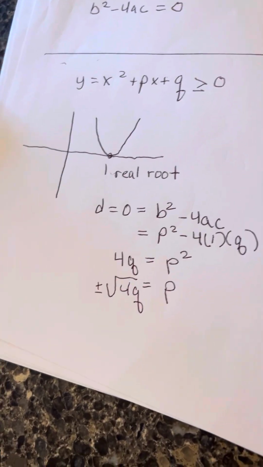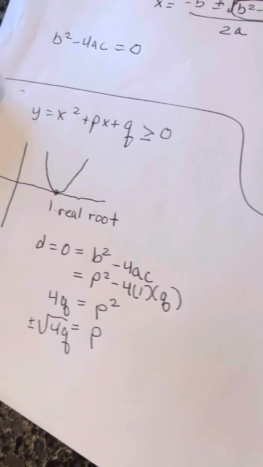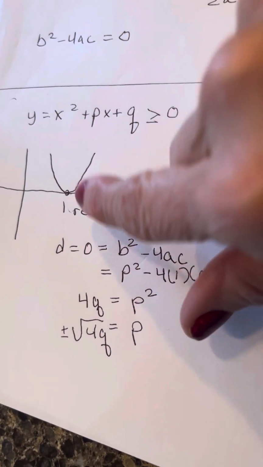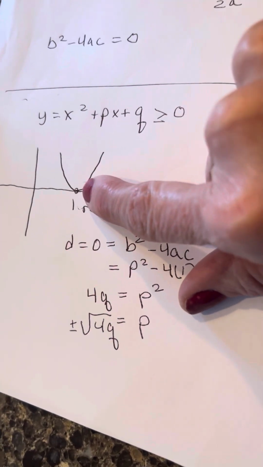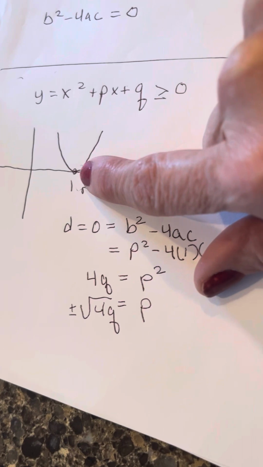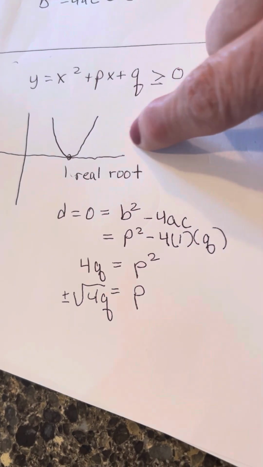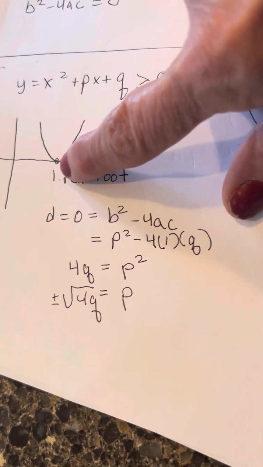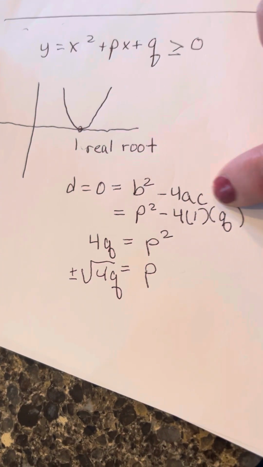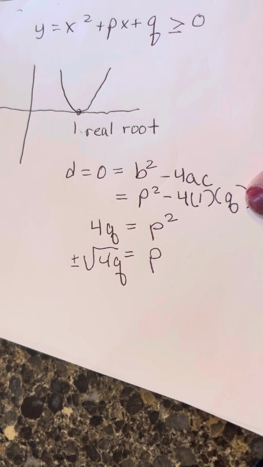The key to both of these problems was just knowing that if you have a quadratic that can't be smaller than 0, that means the maximum number of roots is 1. It might have no real roots. It might be up here somewhere, but it can't go down below the x-axis. So therefore, the discriminant had to be 0. So you just set the discriminant equal to 0 and solve it.